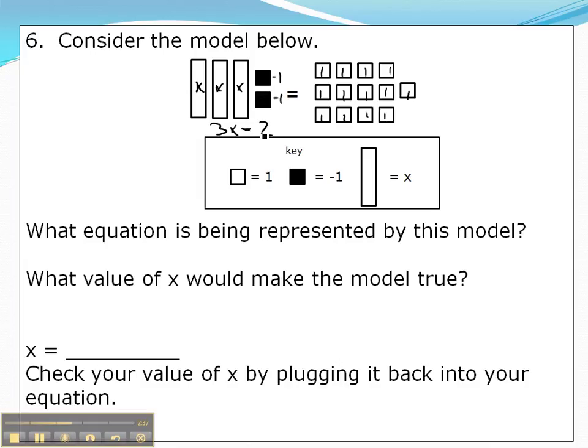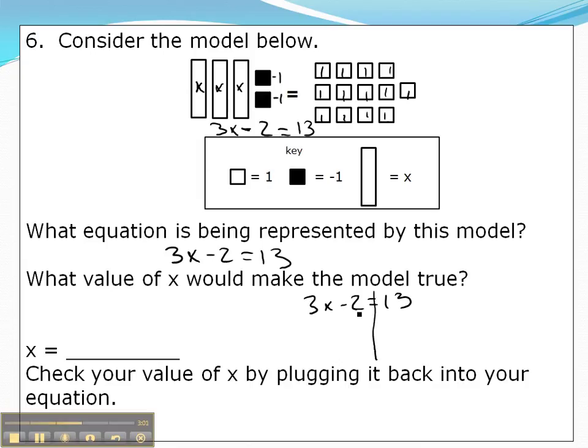3x minus 2, or plus a -2, equals 3, 6, 9, 12, 13. Value of positive 13 on the right side. So the equation would be 3x minus 2 equals 13. What value of x would make this model true? Well, we need to solve for x, so let's do that here.